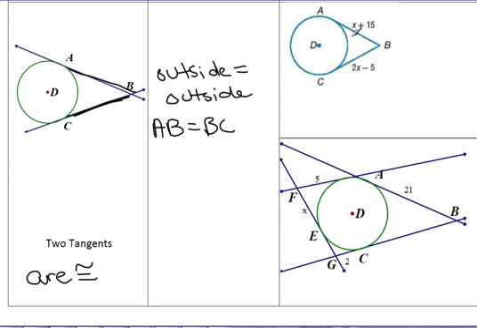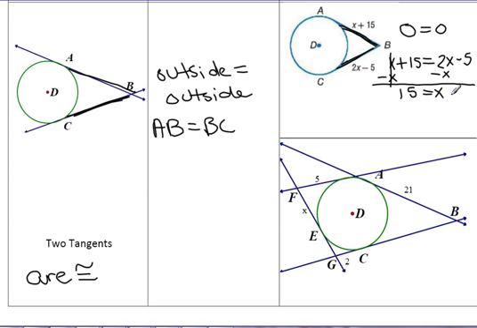So let's take a look at the first example. We have AB, the outside, equals the outside. So x plus 15 equals 2x minus 5. Let's start with subtracting x from both sides. So I'm going to get 15 equals 2x minus x, which is x, minus 5. And I'm going to add 5 to both sides. So I get 20 equals x.